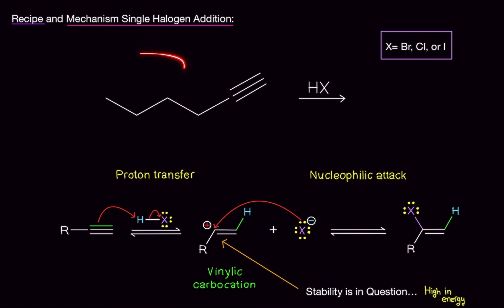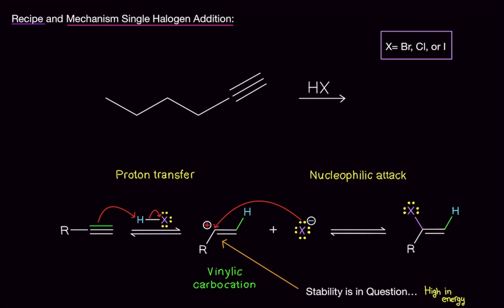Okay, we need an alkyne. I think it's pretty self-explanatory, and we need our HX, hydrogen and bromine, chlorine, or iodine. Never fluorine. Here's the mechanism. This is exactly like hydrohalogenation of alkenes. This is just with an alkyne.